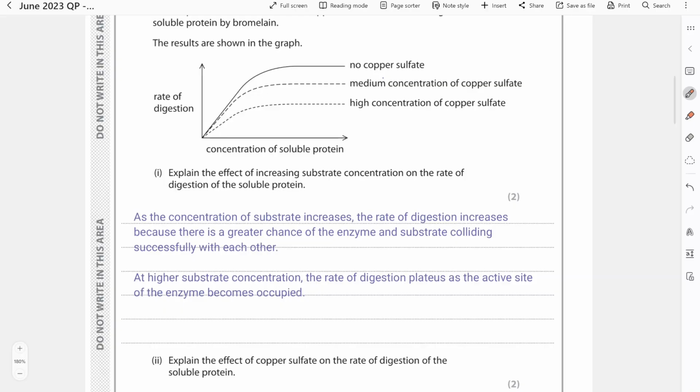First, you would note down the trend, right? So as the concentration of substrate increases, the rate of digestion increases. And then I wrote at a higher concentration, the rate of digestion plateaus. The second thing you need to mention is the reason why the rate of digestion is increasing is because there's a greater chance of the substrate and enzyme colliding successfully with each other. And then lastly, the third mark is it plateaus because the active site becomes occupied.